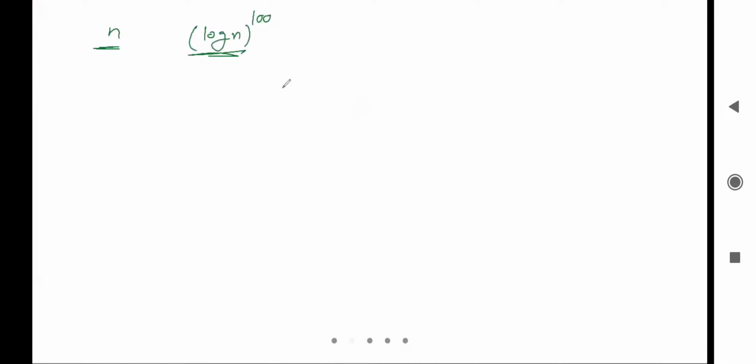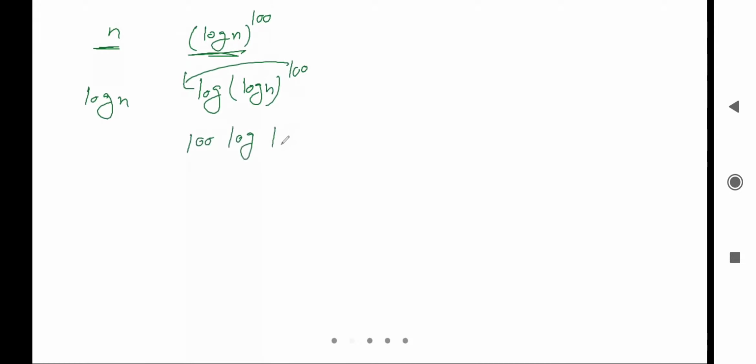So again we can take log both sides. Here it is log of N, and here it is log N and its power 100. So the power we can take here, so it is 100 log N. 100 is a constant, we can ignore. Here it is log of N. So on the right hand side it is log of log N, and here it is log N. So which one is greater? This one is greater. So it means this one is greater.